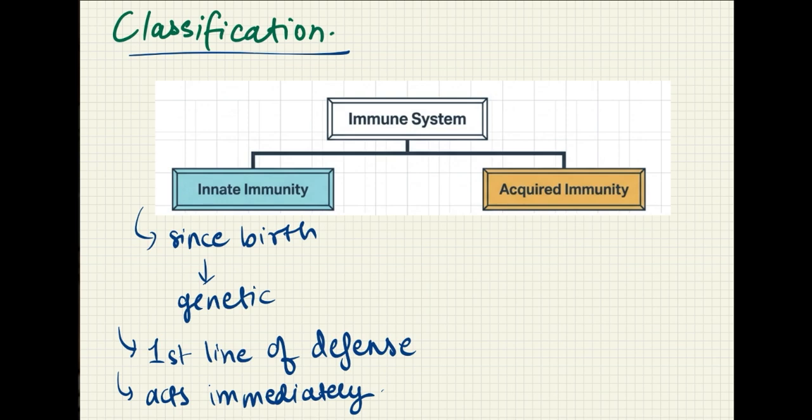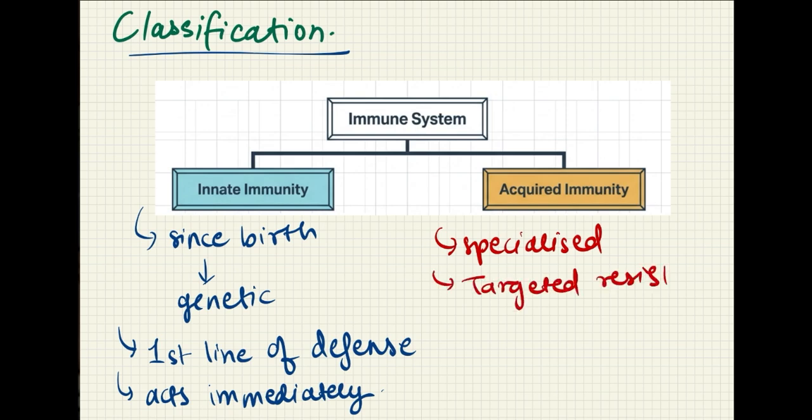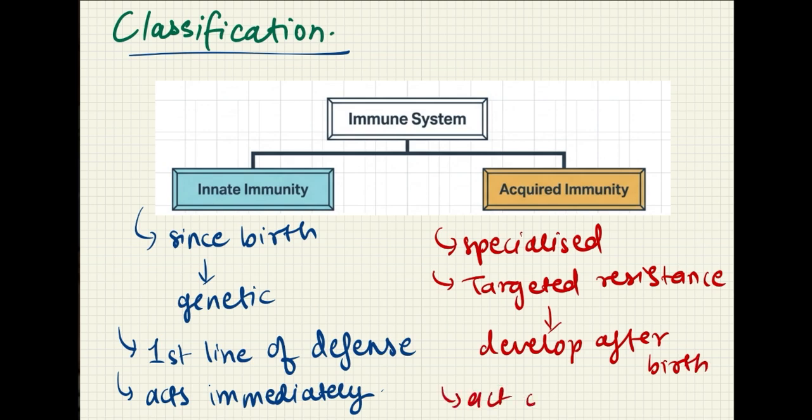Second, we have acquired immunity. This is a highly specialized, precisely targeted resistance against foreign substances that you dynamically develop over your entire lifetime. Because of its incredible precision, this acquired response takes a significant amount of time, often days to weeks, to fully develop, and it splits further into active and passive branches, which we'll explore in detail shortly.